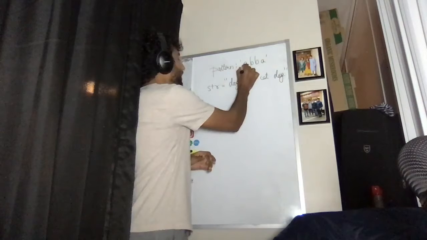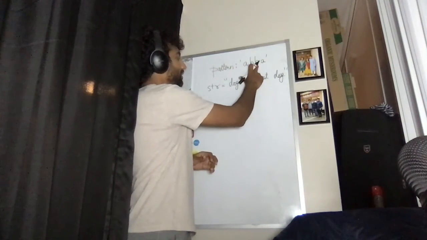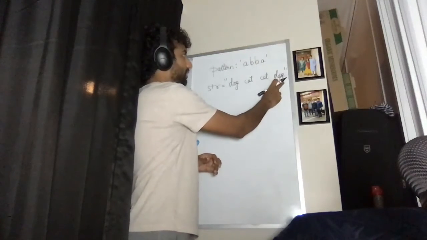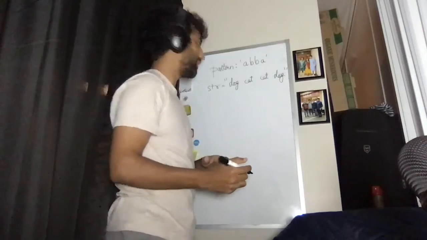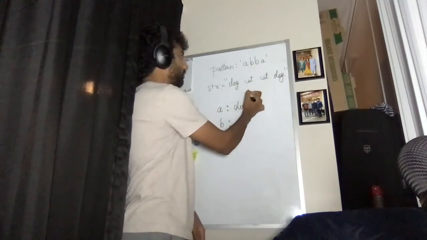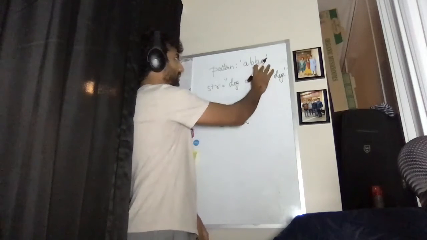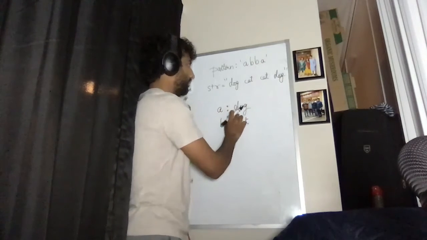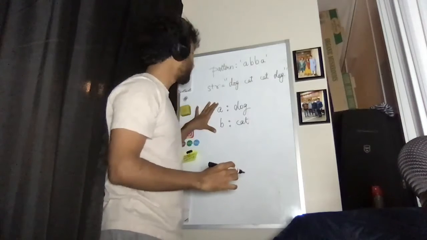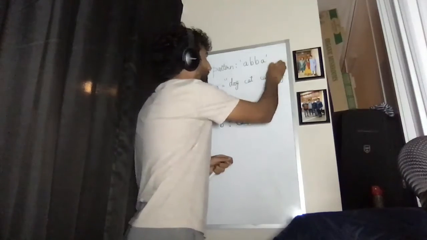So here A is mapping to dog, B is mapping to cat, B is mapping to cat, and A is mapping to dog again. So we have to return true in this case. So if A is mapping to dog, B is mapping to cat, the next time we are seeing B, it should map to cat only. Next time we see A, it should map to dog only. If there is such mapping, then we have to return true. Okay. Let's see other examples.